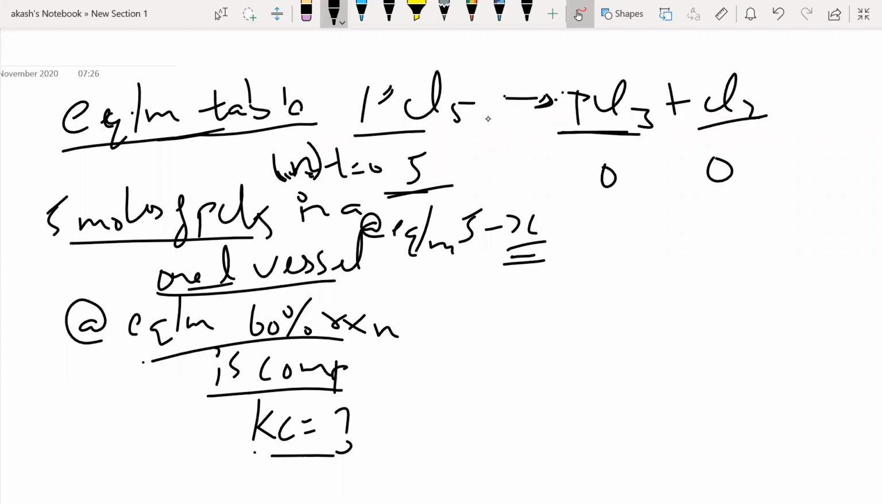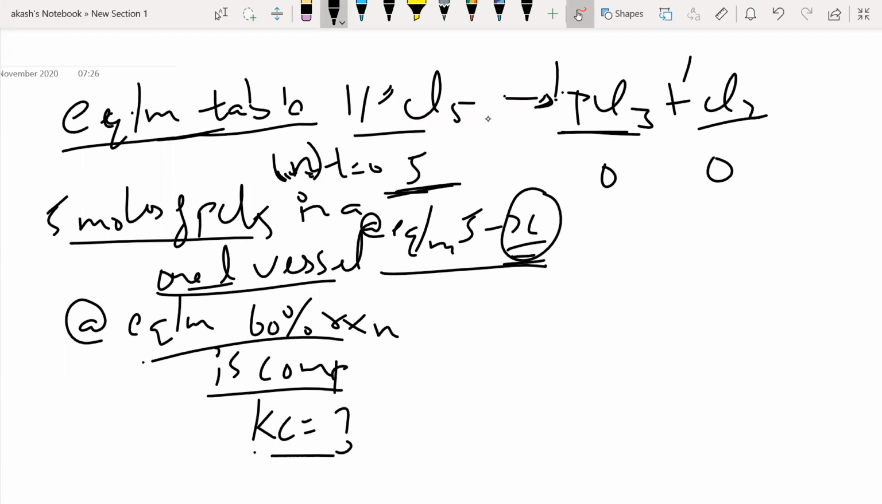Now look at the stoichiometry, people. I have 1 mole of PCl5. If it reacts, I'm getting 1 mole of PCl3 and 1 mole of Cl2. So how many moles of PCl5 are reacting here? 5 moles are initially there. How much is reacting? Forget about the data, look at this table and tell me how much is reacting. 5 minus X. Only X is reacting, right? Out of 5 moles, only X is reacting.